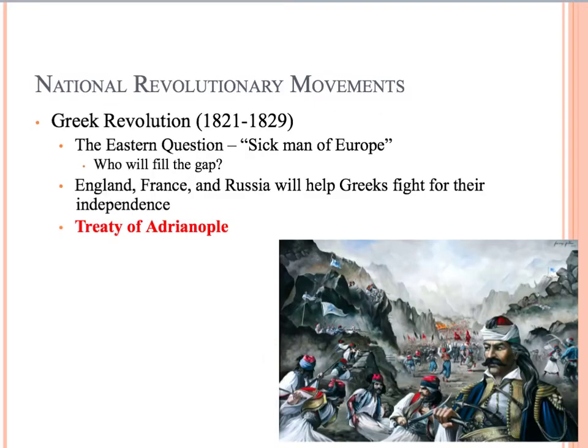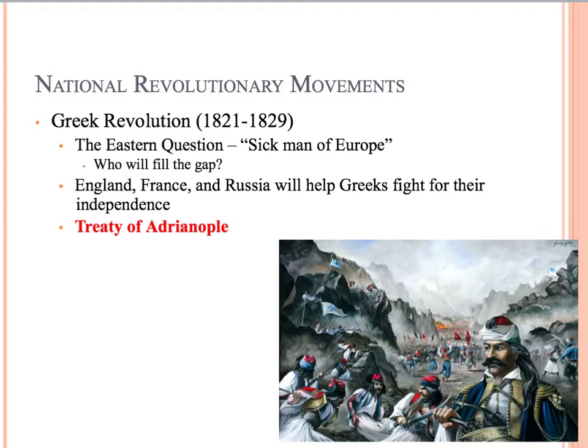In 1821 to 1829, though, this is the key national revolutionary movement. It's the Greek Revolution. There's a common theme developing. If you remember, the Ottoman Empire controls southeastern Europe. It is slowly withdrawing and crumbling upon itself. And within a century of this moment, it's not going to exist anymore. So the question is, who's going to fill the gap?